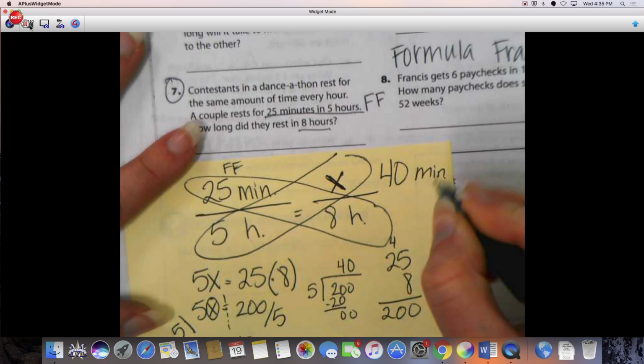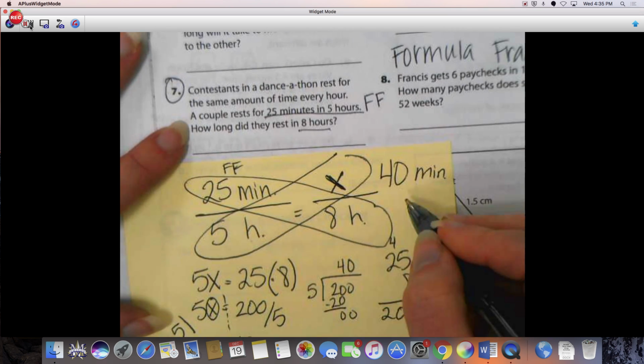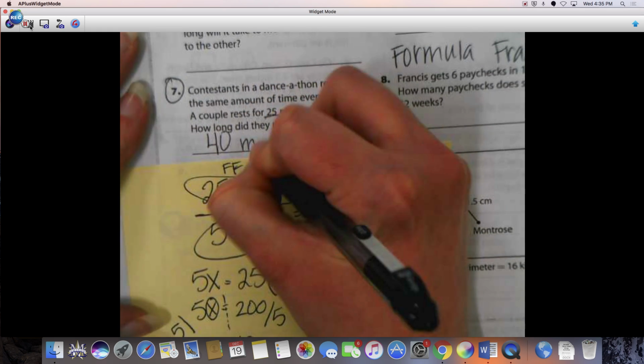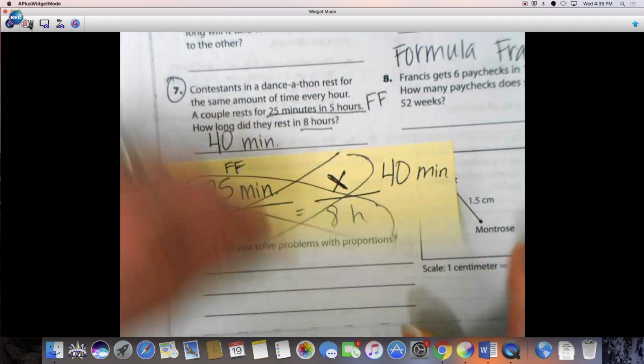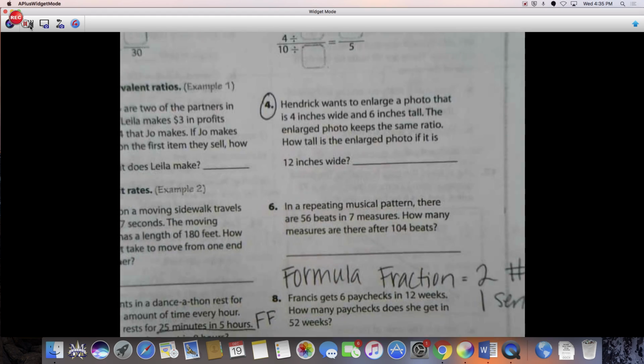It's going to take 40 minutes for them to have danced 8 hours. They'll have 40 minutes of resting time, and that's my answer, 40 minutes. Okay? Now, what I want you guys to do right now is I want you to try number 4 on your own, and you're going to submit your answer on the Google form.